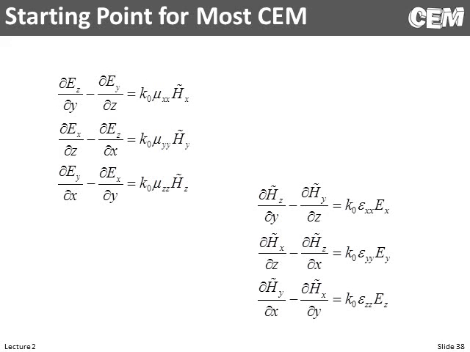So here's the final set of 6 equations from the curl equations, and that's the starting point for almost all computational electromagnetics. Not everything, but that'll be the starting point for us, for a lot of things. So a lot went into that to get here.